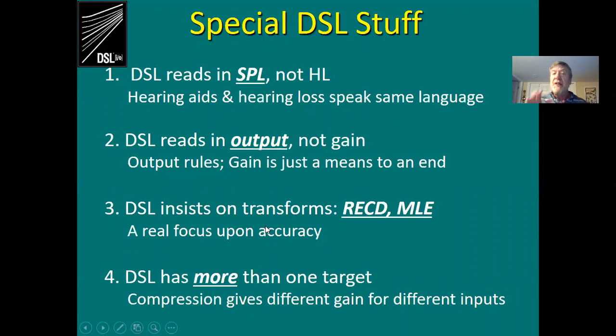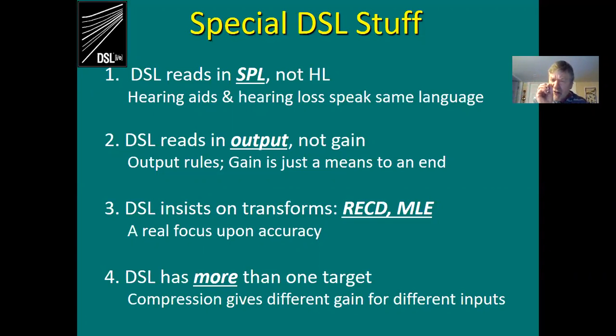DSL looks at and transforms real ear to coupler difference. Where have we heard that before? They're the ones who came up with that. Okay? MLE, mic location effect. Are you fitting a CIC when the mic is deep in the concha bowl of your ear? Or are you fitting a RIC when the mic is on top of your ear? Okay, these make a difference.